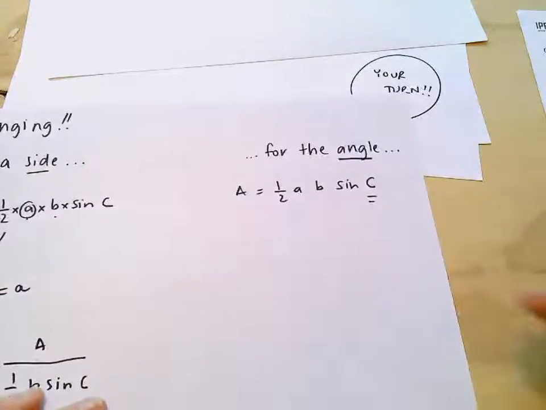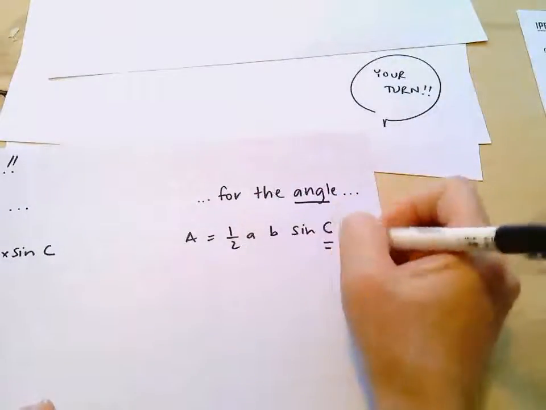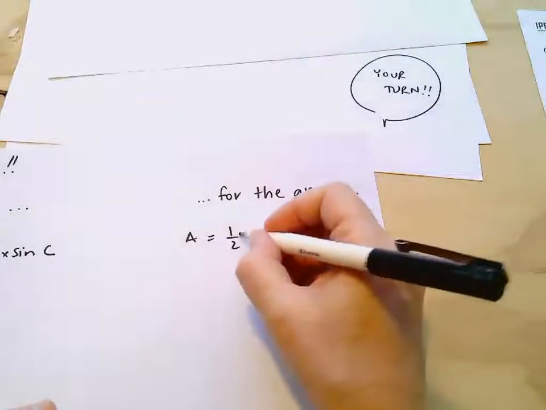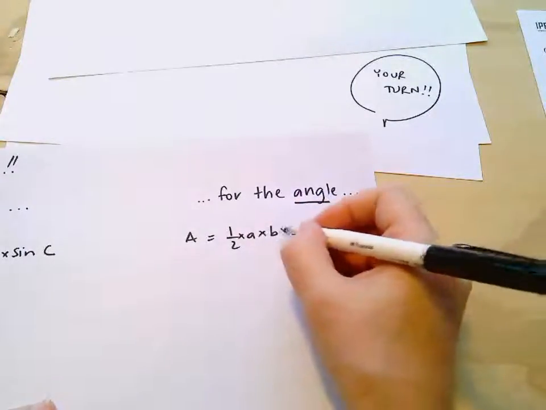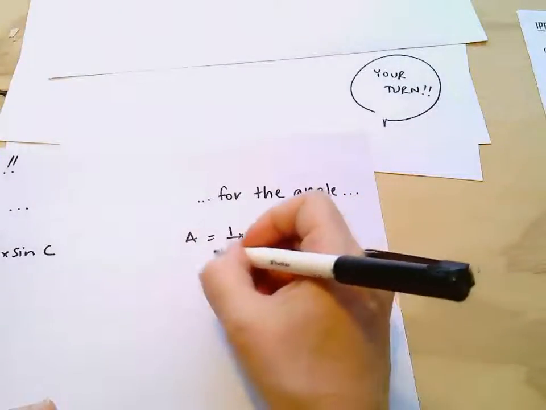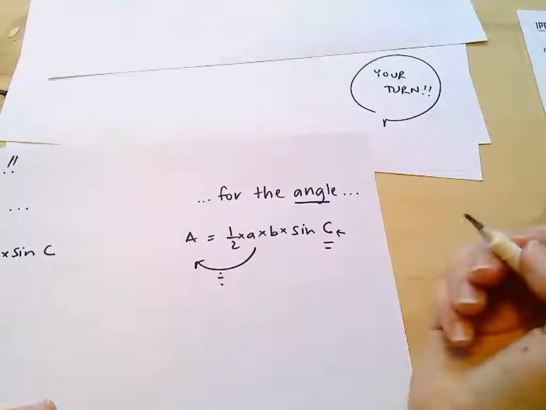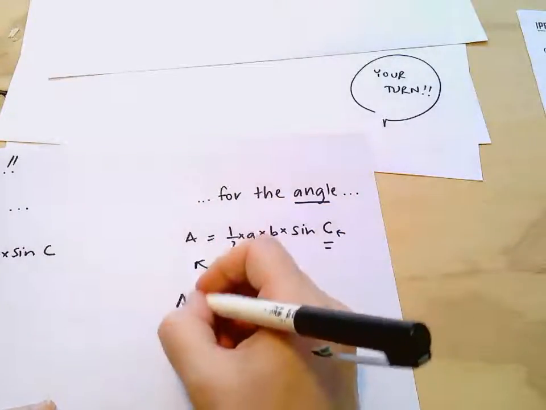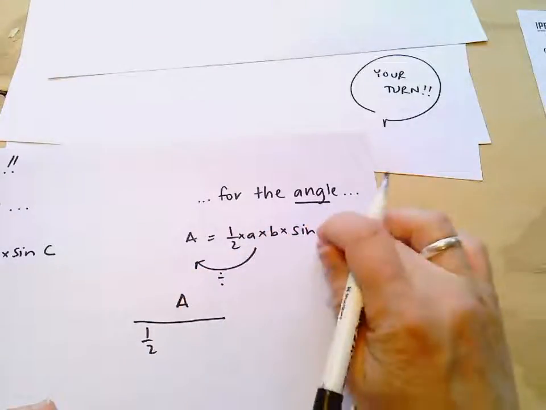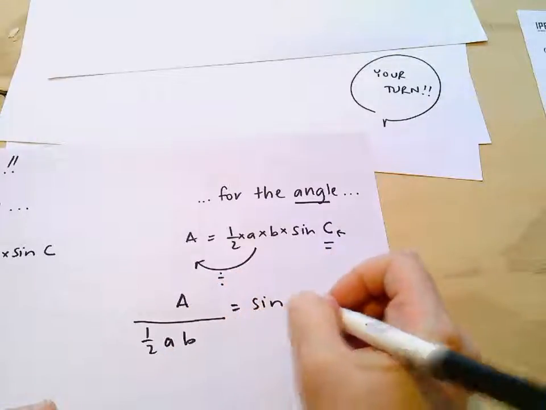Okay, this one over here, if I'm trying to work out the angle, much the same thing. I'm trying to get sine C on its own now because I know that that's the angle. Again, I know that this is a half times A times B times sine C. So if I'm trying to leave sine C on its own, I get rid of all of this stuff that's multiplied by it, take it over, and to take it over I divide. So I'm going to get the area divided by a half AB, that's going to give me sine C on its own, equals sine C.